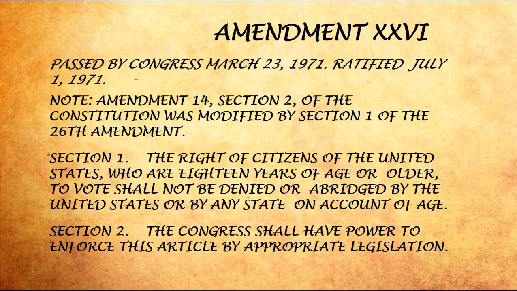The 26th Amendment, passed by Congress on March 23, 1971, and ratified July 1, 1971. Note, Amendment 14, Section 2 of the Constitution was modified by Section 1 of the 26th Amendment. Section 1. The right of citizens of the United States who are 18 years of age or older to vote shall not be denied or abridged by the United States or any state on account of age. Section 2. Congress shall have the power to enforce this article by appropriate legislation.